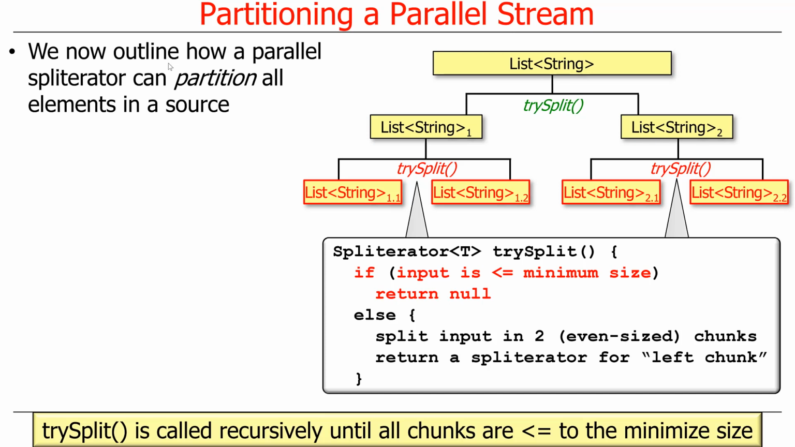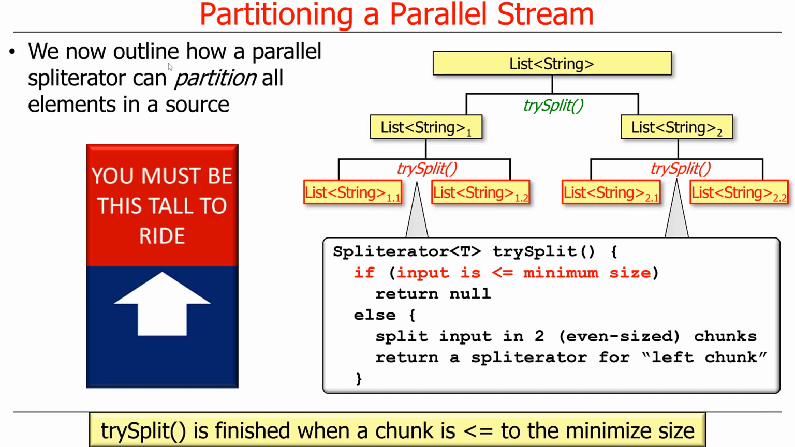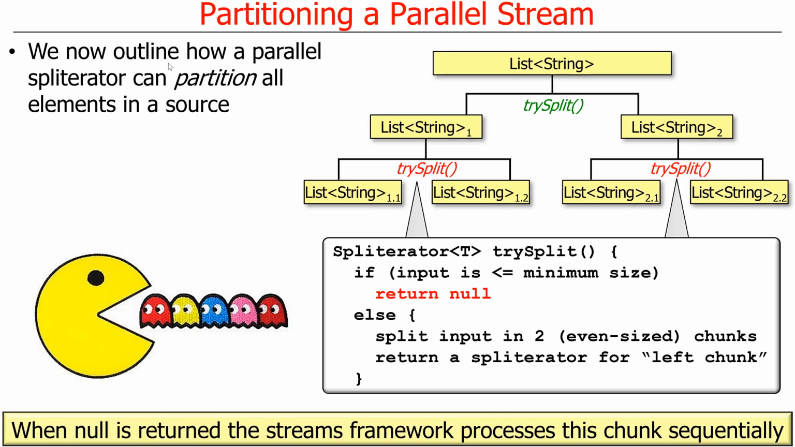When you get to the minimum size, you return null. That's a flag to indicate to the framework, I'm done splitting. Once you are done splitting, what's left over is then processed sequentially by one of the worker threads in the common fork join pool. So once you return null, at that point there's sequential processing, and that sequential processing is going to use try advance to sequentially go through the results that came back.